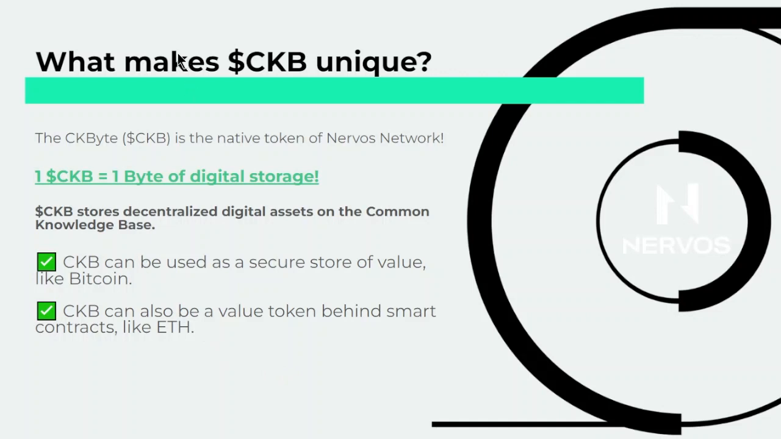Now, moving on to another major unique feature of Nervos Network, our native token, CKB, otherwise known as the CK byte. The first thing to know about CKB is that 1 CKB equals 1 byte of digital storage. So, 1 to 1. CKB stores decentralized digital assets on the common knowledge base. The unique thing about CKB is that it was created intentionally to have all of the benefits and positives of major blockchains and cryptocurrencies such as Bitcoin and Ethereum, but without some of the cons. For example, CKB can be used as a secure store of value like Bitcoin. CKB can also be a value token behind smart contracts like ETH. So essentially you're getting the best of both worlds here.